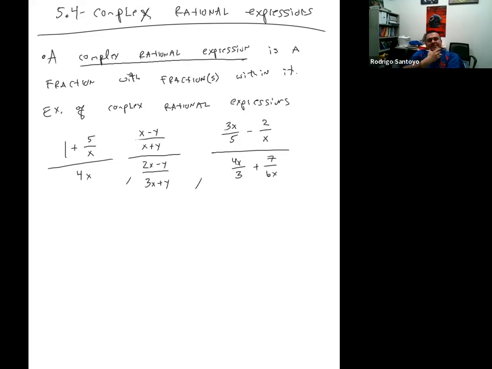So these are the types of problems that we're going to look at in this homework assignment, right? We're going to be working with these complex rational expressions. So how do we simplify?